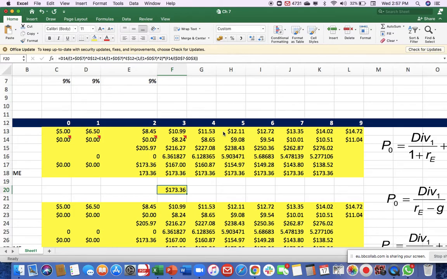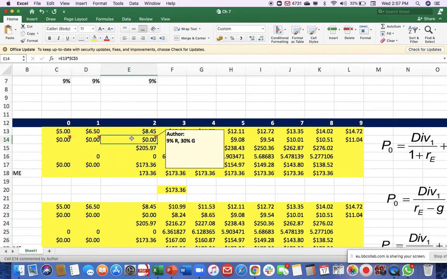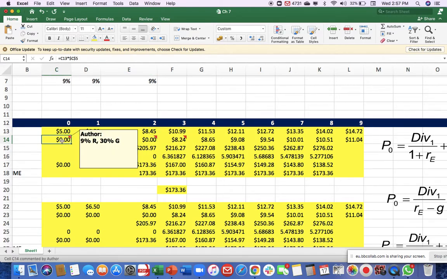That is called supernormal growth, which we have calculated here. You see, we have calculated dividend here, dividend here. Why did we calculate it? Because R is less than growth. 30% is the growth, 9% is the R. 9 minus 30 will give you minus 21% in the denominator. There is no use of this model. So this is called supernormal growth.